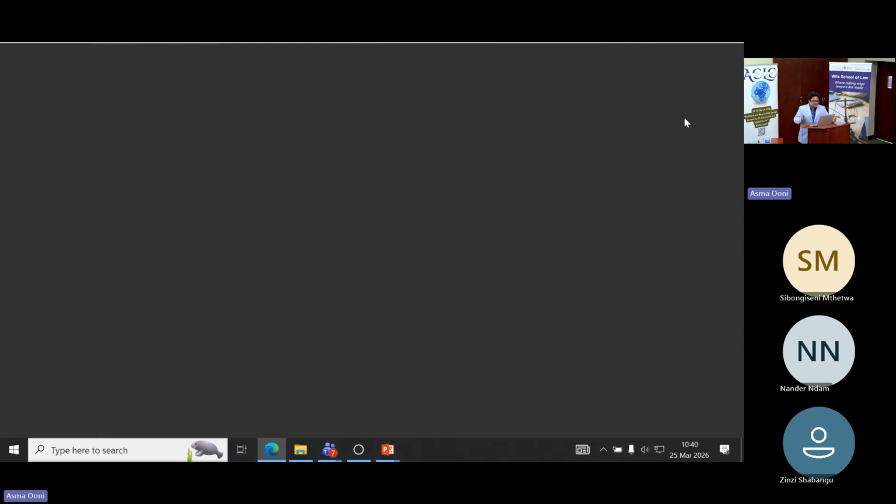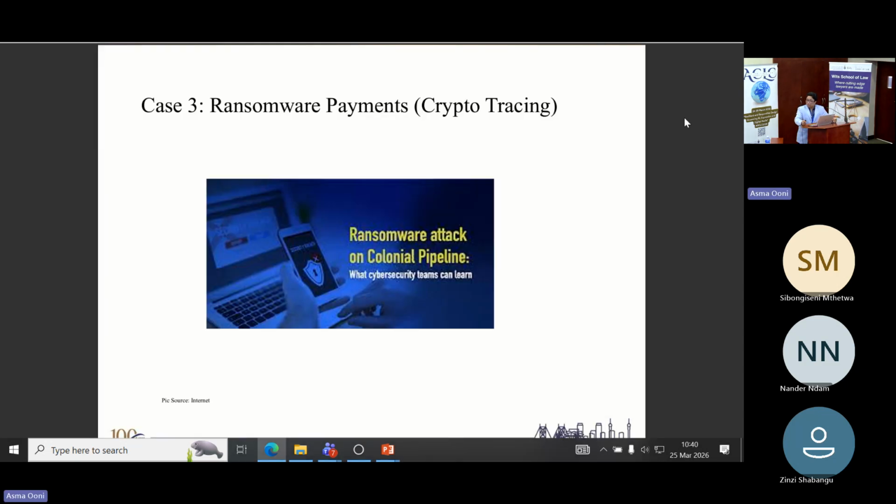So this is the second case, and now this is the third one, called ransomware. Like if somebody kidnaps somebody and asks for some money, how is it done in digital space? This is also a crime. So how can we address this?